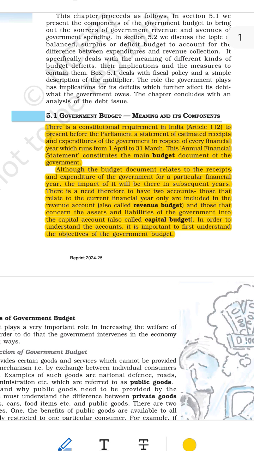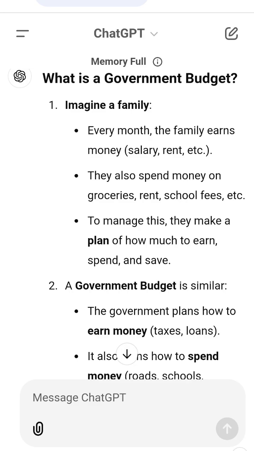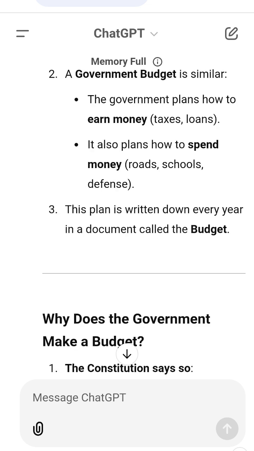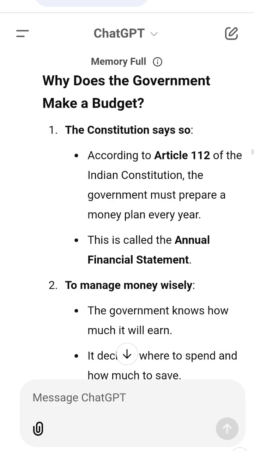How does the government spend money? On people's needs: schools, hospitals, roads, trains and water supply. On defence and security: army, police and border security. On paying back loans. If the government borrowed money earlier, it has to repay it.